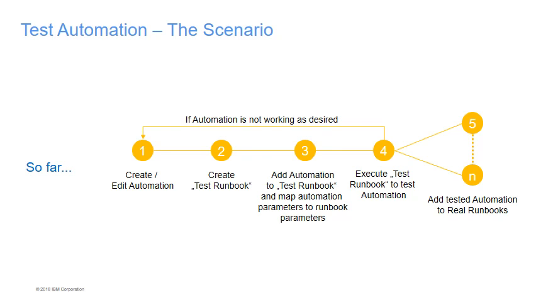When the automation did not work as wanted, it was required to open the automation in edit mode again and make changes. If the changes did affect the parameters of the automation, it was even required to edit and change the test runbook again. After the automation had been tested to a satisfying result, it was possible to add it to the intended real runbooks.